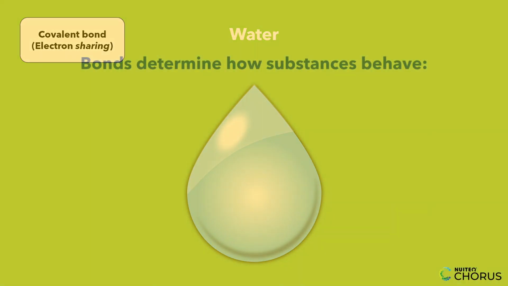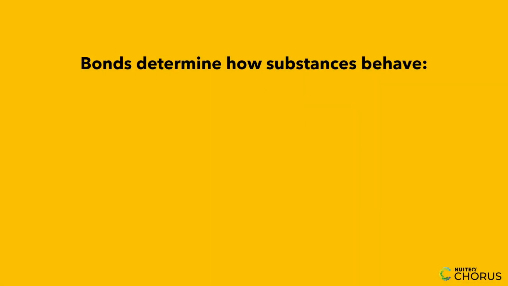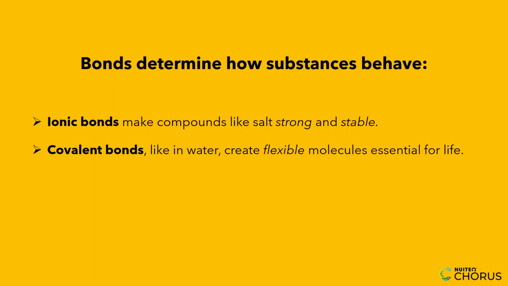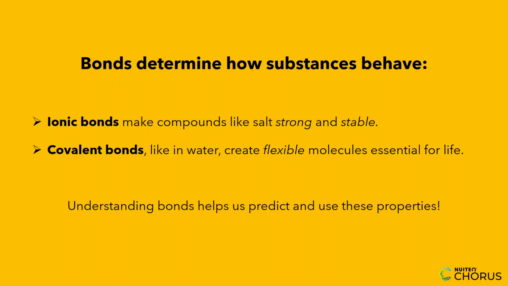Why does this matter? Bonds determine how substances behave. Ionic bonds make compounds like salt strong and stable. Covalent bonds, like in water, create flexible molecules essential for life. Understanding bonds helps us predict and use these properties. So bonds aren't just cool, they're life-changing.